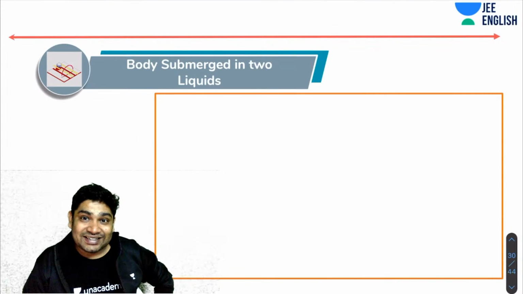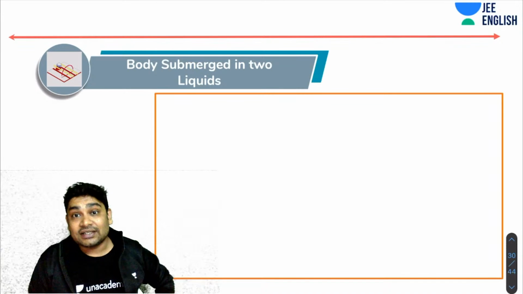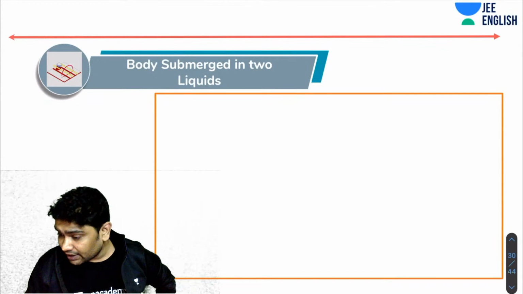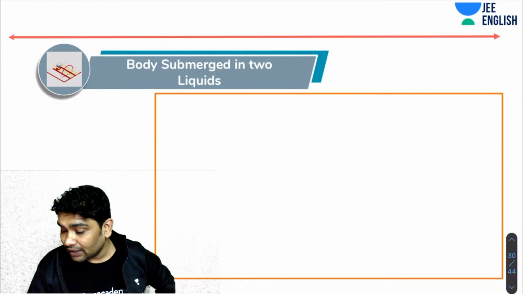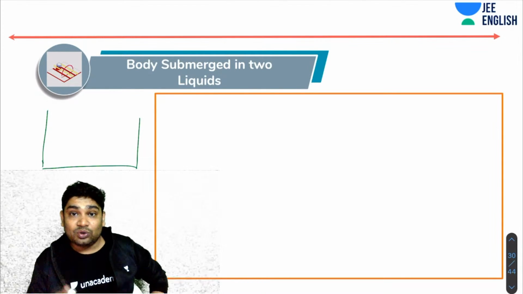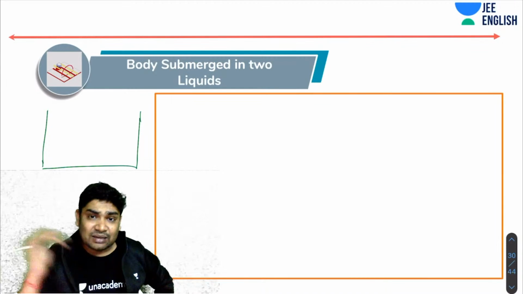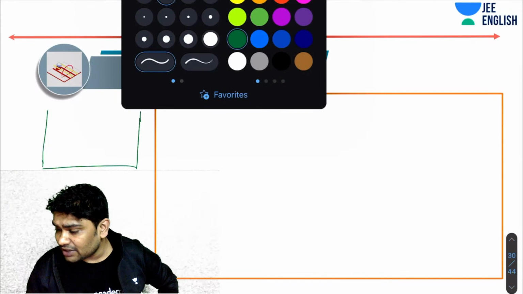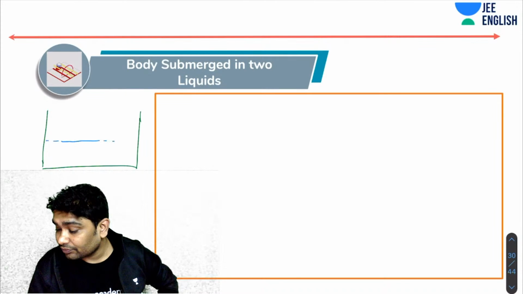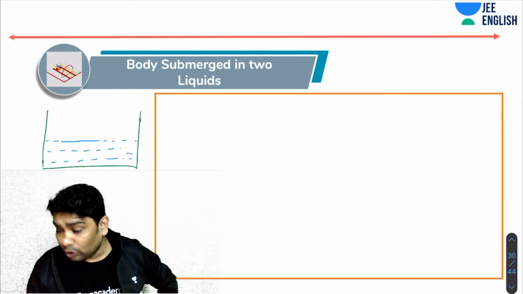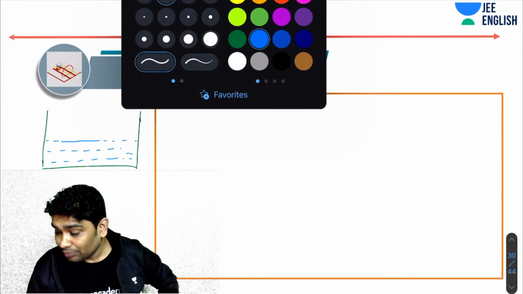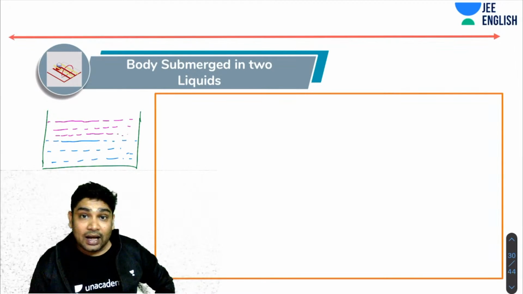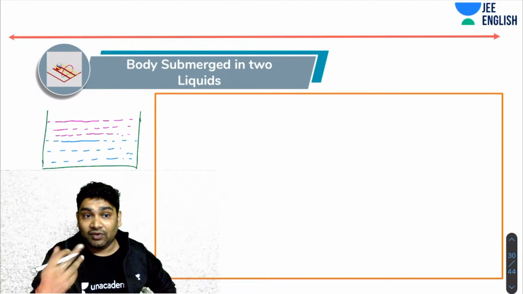Now, suppose there were a body which is submerged in two liquids. Now, this has been a favorite topic for IIT Advanced. So they ask you something like this. They tell you that there is a container, a side container here, and it has two liquids, right? And a body is submerged so that it is partially in one liquid and partially in the other liquid. So imagine there was one liquid like this, and then on top of this there was another liquid.